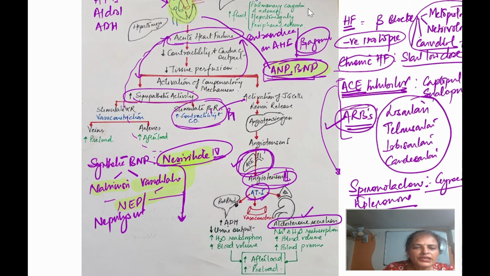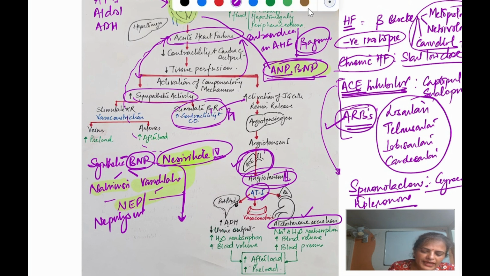Now, if you want to increase the half-life of this BNP, which is very short acting, how can we increase the half-life of this drug? By giving a drug which inhibits this neprilysin. So inhibit this. Once we inhibit this, what will happen? It won't be metabolized. BNP won't be metabolized. It will remain for a longer time.